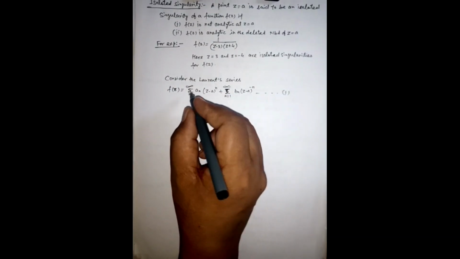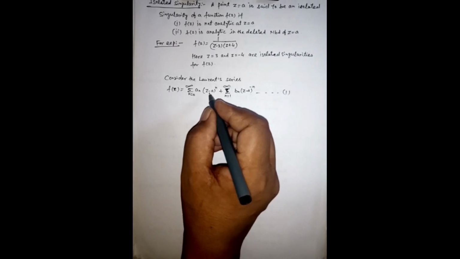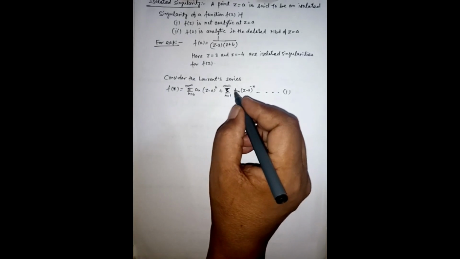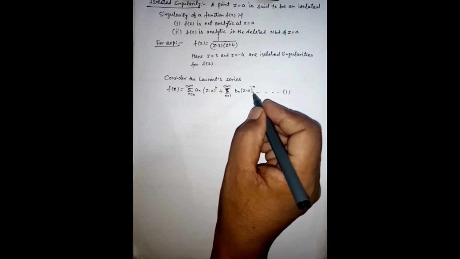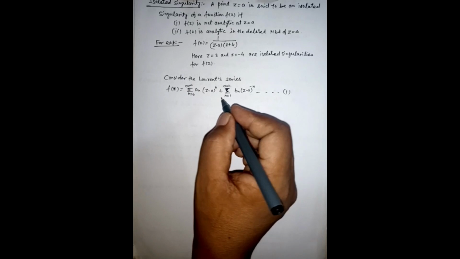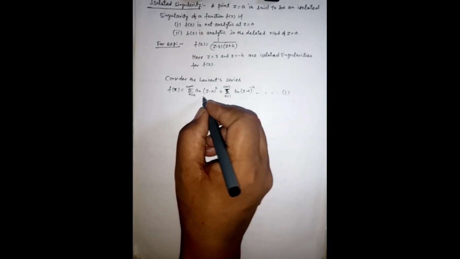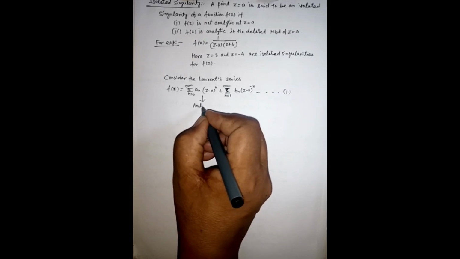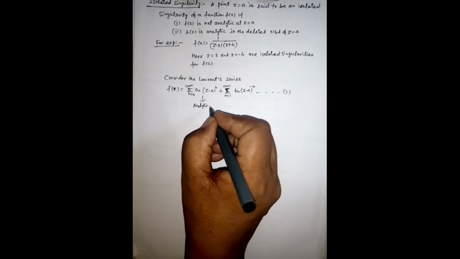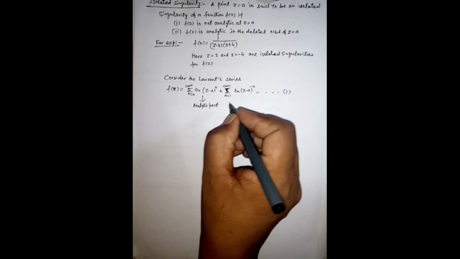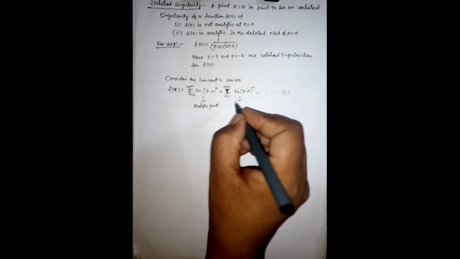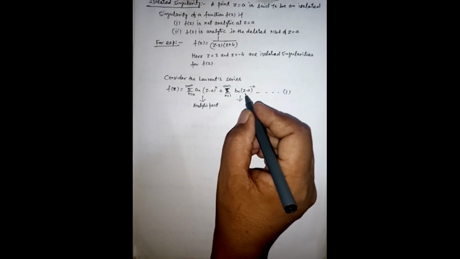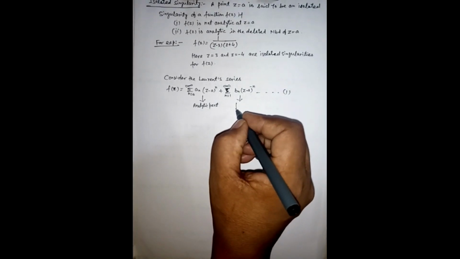Here this part, summation n equal to 0 to infinity a_n (z minus a) power n, is the analytic part, and this part, summation n equal to 1 to infinity b_n (z minus a) power minus n, is said to be the principal part.